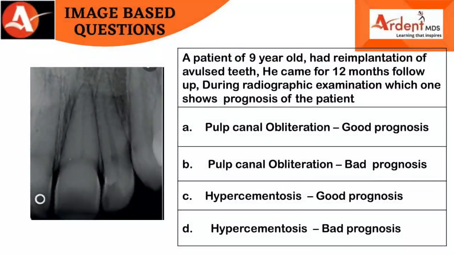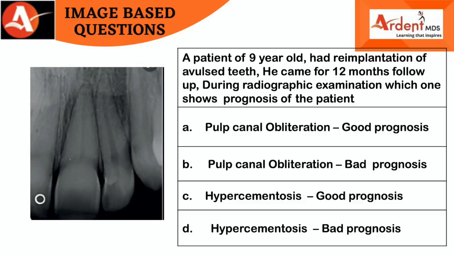Right. The next question, a very important question and a very logical question. A 9-year-old patient had reimplantation of avulsed teeth, especially the incisor teeth. He came for a 12-month follow-up. During radiograph examination, which one shows a good prognosis? Or they just ask the prognosis of the patient. The answer for this is pulp canal obliteration. So is it a good prognosis or a bad prognosis?